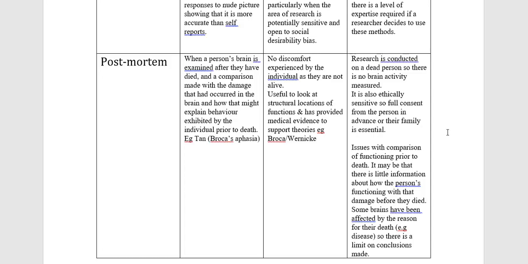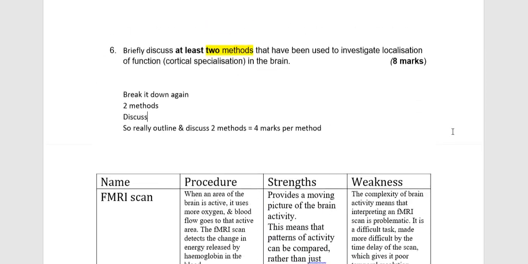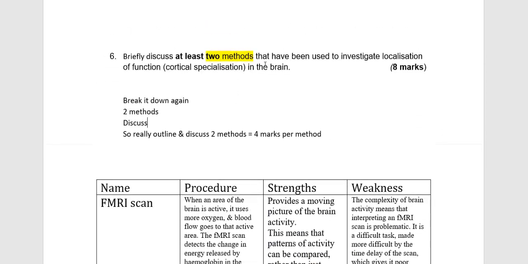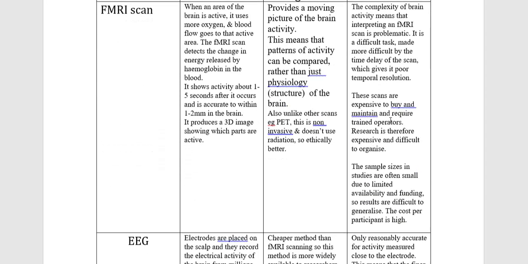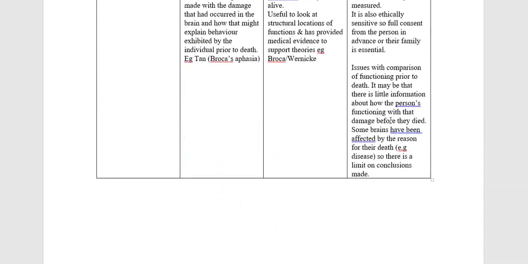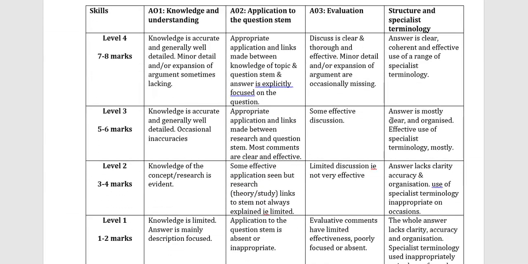So if we go back to our question now, discuss at least 2 methods, so you could include more, but 2 should be fine, that have been used to investigate localization of function. Remember, this is a methods question, not a localization of function question. Okay, and finally, just so you can have a look, here is the mark scheme, the sort of levels which are quite useful for you.